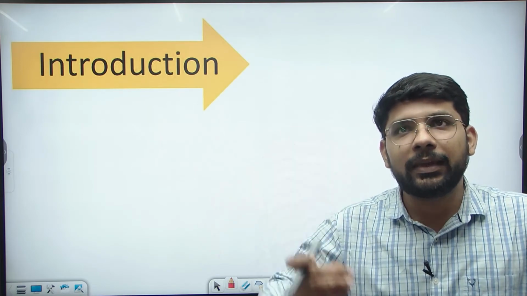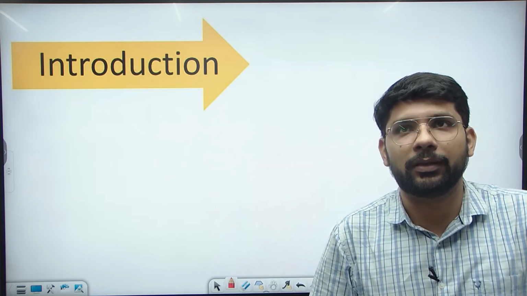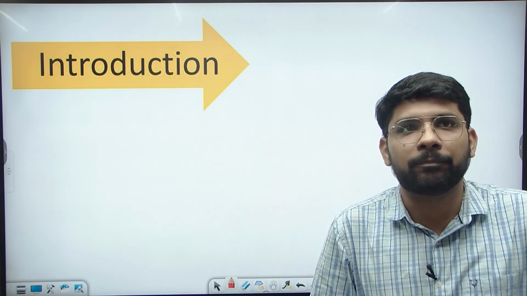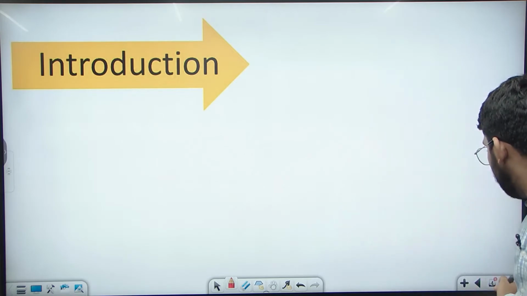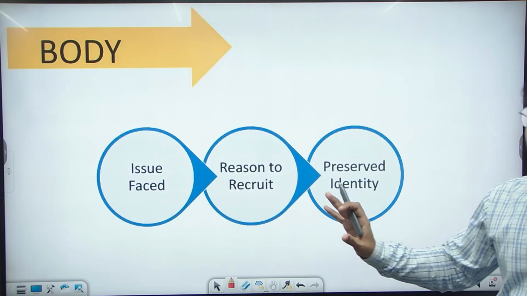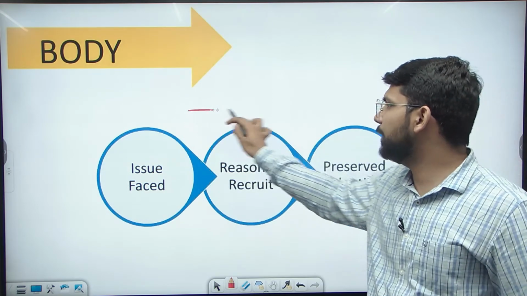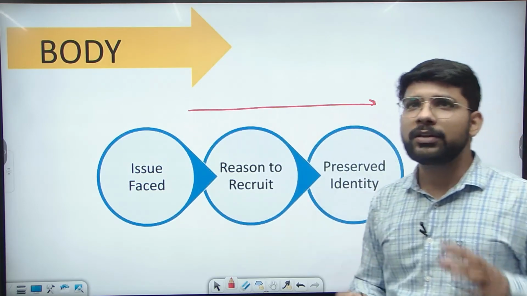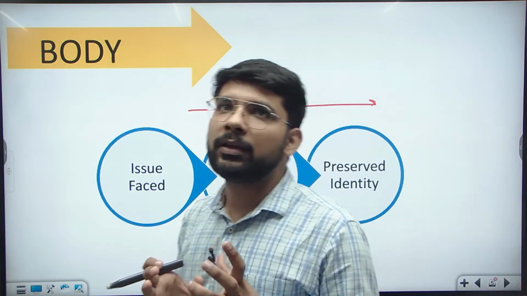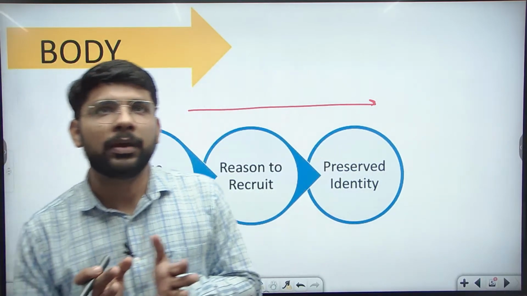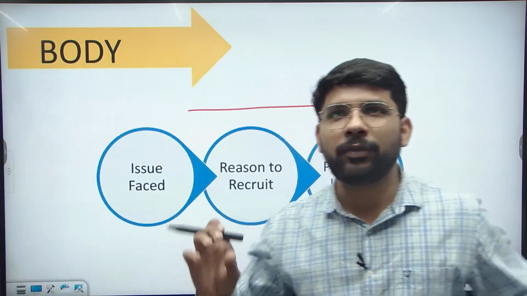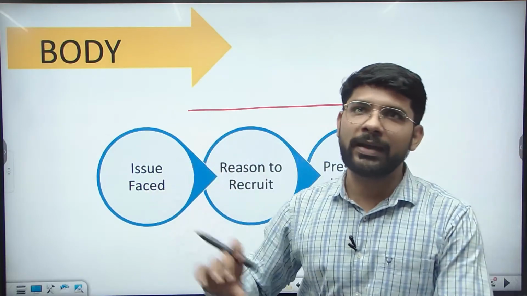So we will see according to the demand of the question. Okay, so let's see the body part here. We will follow this pattern to write the body part. First we write the issue. We can represent the issue in a tabular form, so it will save our time. And we need to give a reference of the issue faced by the indentured labor.